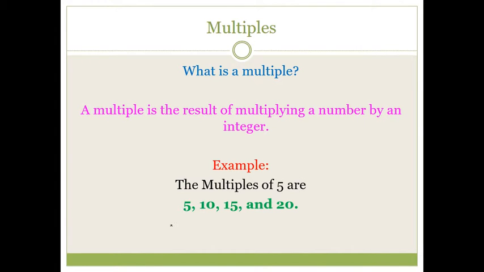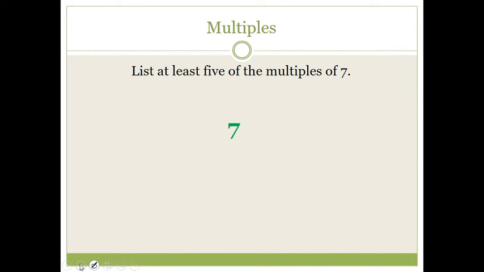Right? Because 5 times 1 is 5. 5 times 2 is 10. 5 times 3 is 15. 5 times 4 is 20. And we can do that forever. So those are called multiples of a number. So let's list at least 5 of the multiples of 7. So I'm really asking you to start counting by 7s. So go ahead and take a moment to think about and write out the list of the first 5 multiples of 7.